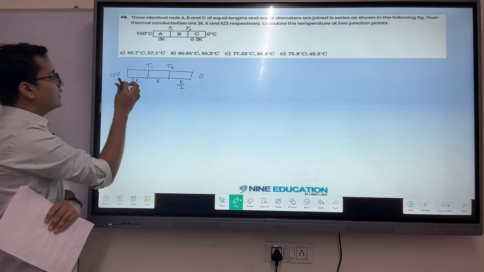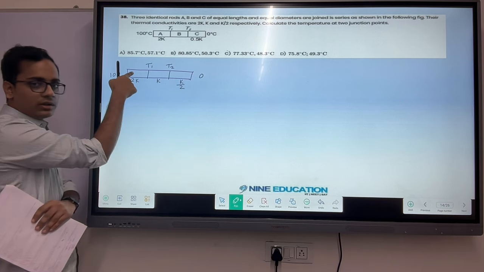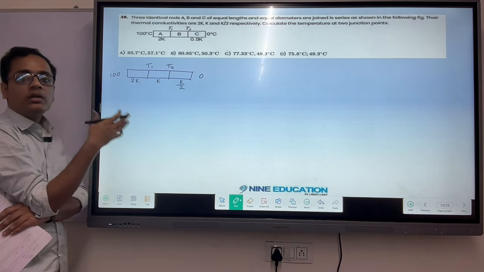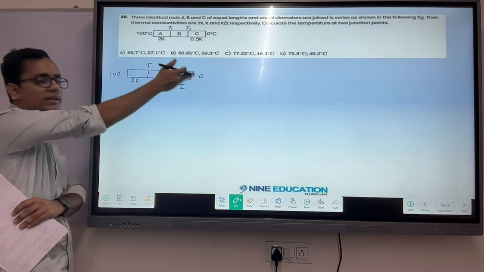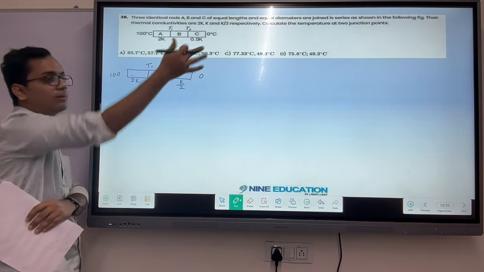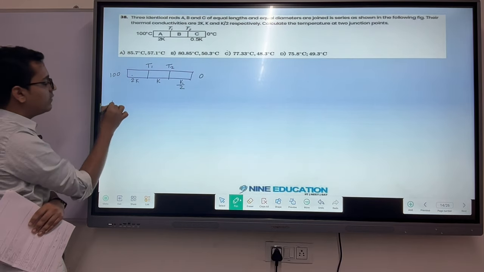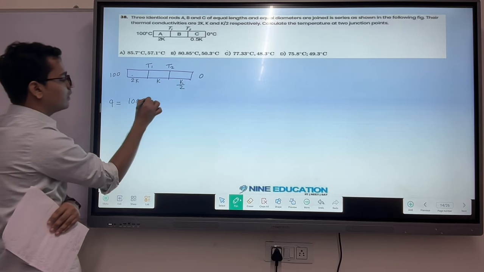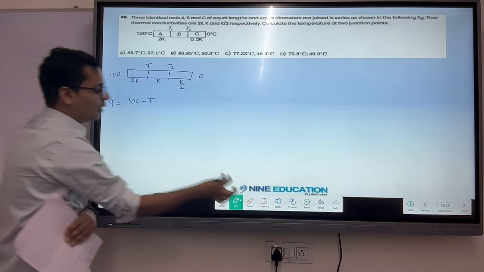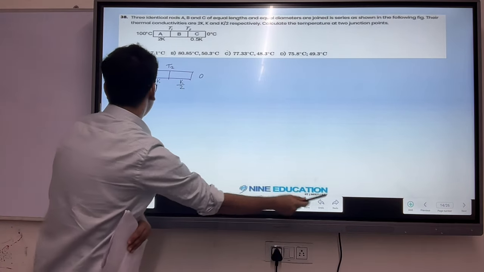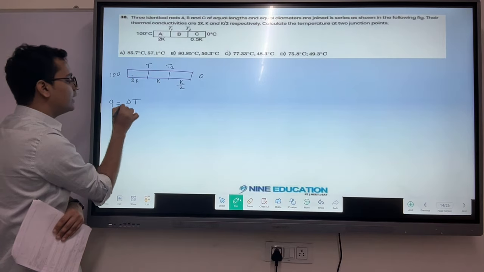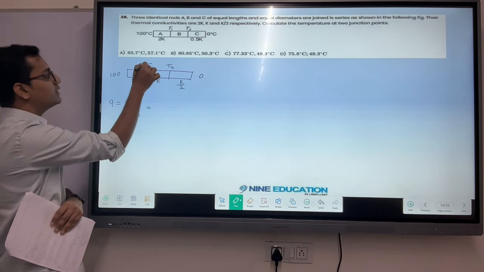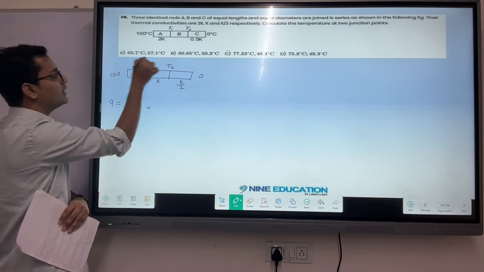We say that the amount of heat current flowing through the first rod is same as that of heat current flowing through the second, is same as that of third. So basically heat flowing through the 1, 2 and 3 is same. There is no other place for the heat to go. Hence I will write down heat current flowing through the first rod. I will write Q as delta T divided by thermal resistance. Okay. For the first rod, I am only talking about this one.